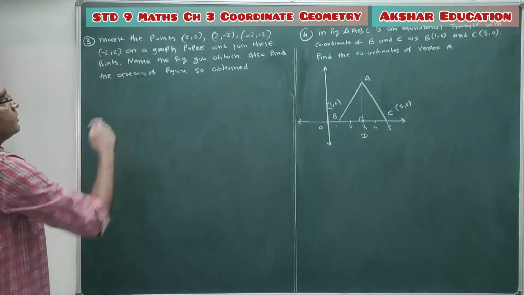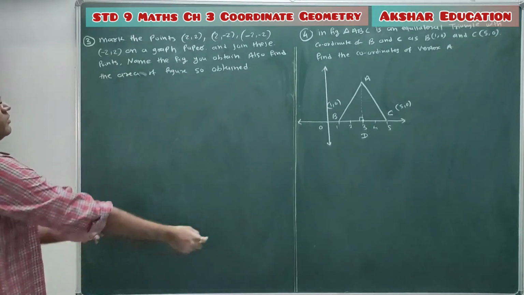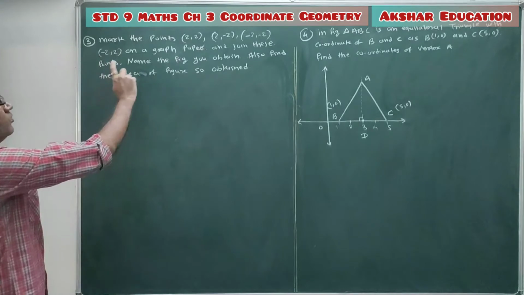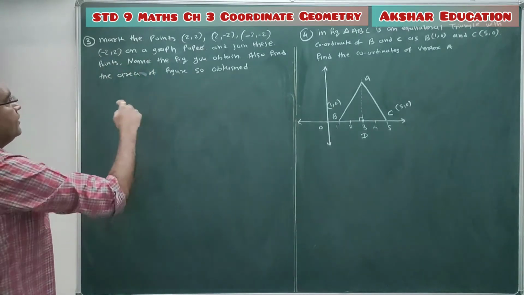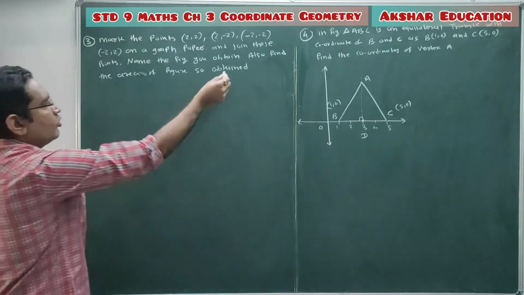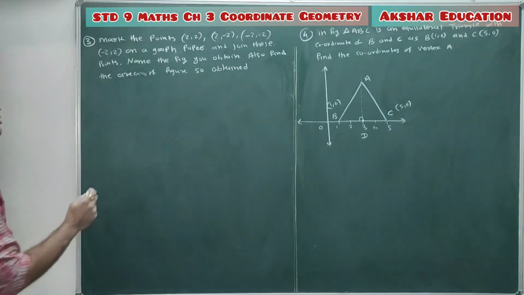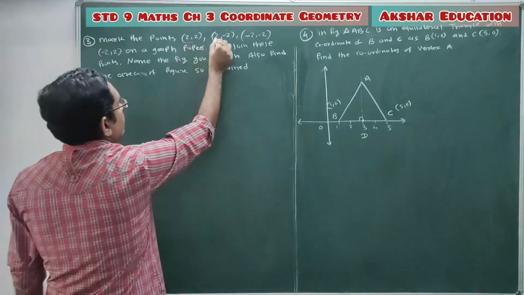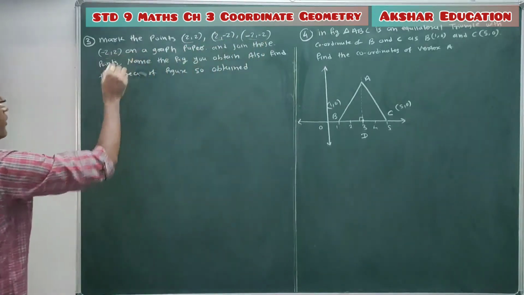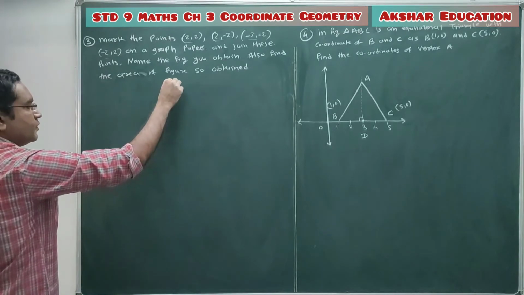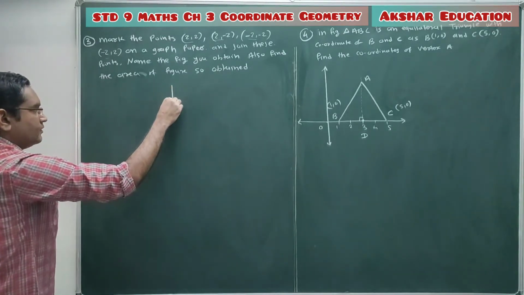Okay, now question number 3. Mark the points (2, 2), (2, minus 2), (minus 2, minus 2), (minus 2, 2) on a graph paper. Join these points, name the figure you obtain, and also find the area of the figure. Here we are given a total of 4 points. Your first step is to mark these points on a graph paper. So consider one graph. You have to draw this graph on your graph paper.